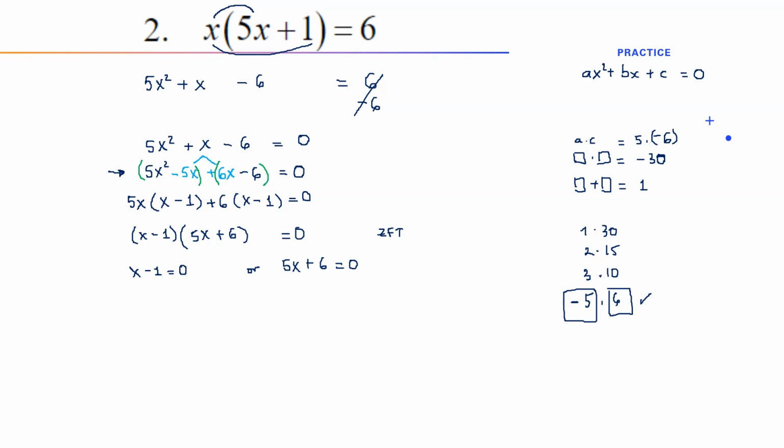x minus 1 equals 0. We add 1 to both sides. On this side is 0, left with x equals 1. 5x plus 6 equals 0. We subtract 6 from both sides. This one is 0. 5x equals negative 6. Divide both sides by 5. 5 divided by 5 is 1. 1 times x is x, equals minus 6 over 5.